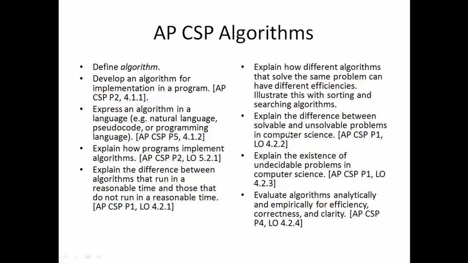Explain the difference between solvable and unsolvable problems. That was the last thing we talked about, that the halting problem is unsolvable, and unsolvable problems basically mean there is no algorithm to solve it. Explain the existence of undecidable problems in computer science. There are many answers, but the answer they're expecting is an instance of the halting problem, which again is described in the video lecture in some detail. And evaluate algorithms analytically and empirically for efficiency. We did that: that's the whole order n squared, big theta, big omega. That addresses that learning objective.